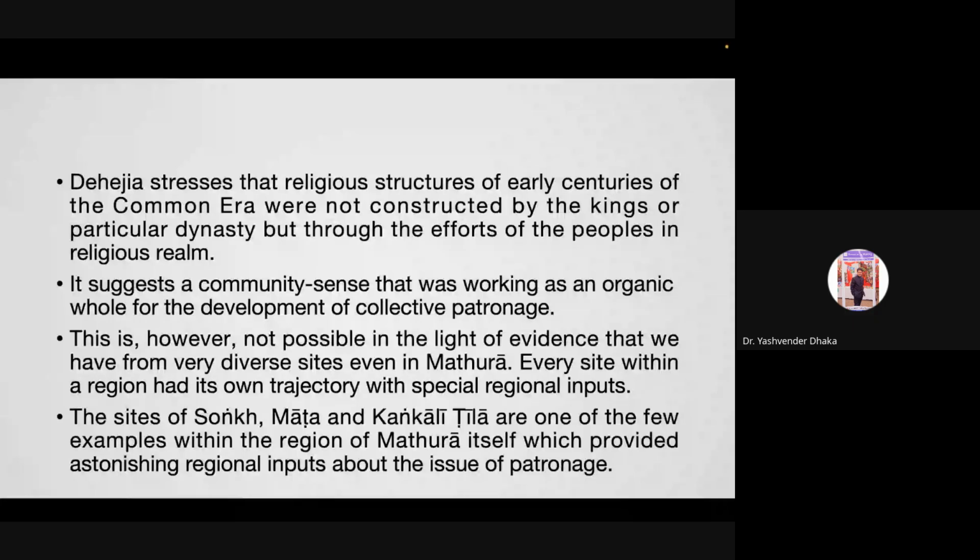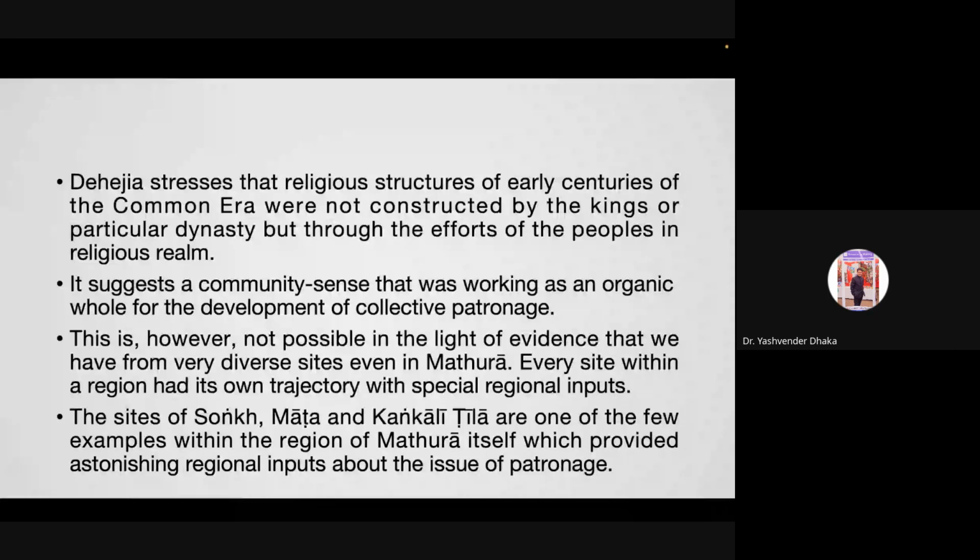On most of the sites, it is true that collective patronage was working in this case. But if we look at a multi-religious site like Mathura, it may not be so. Every site within a region had its own trajectory with special regional inputs. Like we have seen in Mathura Jainism, we have Ayavati, the Yakshi, we have Nemesa, the goat-headed deity, and then we have Saraswati worship also in Mathura Jainism. Here in Mathura, sites like Sonkh, Mat, and Kankali Tila are a few examples within the region of Mathura itself which provided astonishing regional inputs about the issues of patronage.